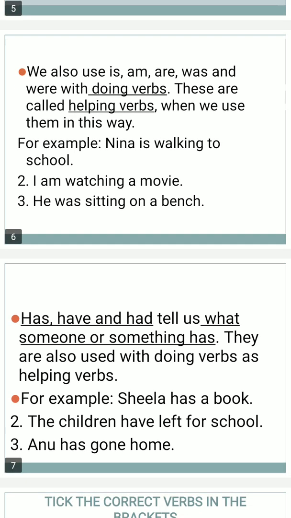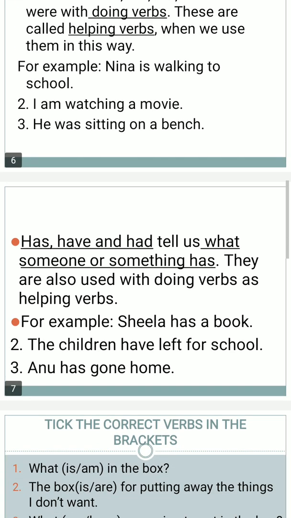And similarly, for the action that we did in the past, that was completed in the past, we use the past continuous tense. With the past continuous tense we use the verbs was and were. For example, I am watching a movie, or he was sitting on a bench.